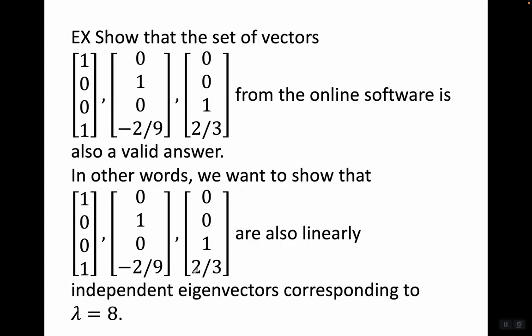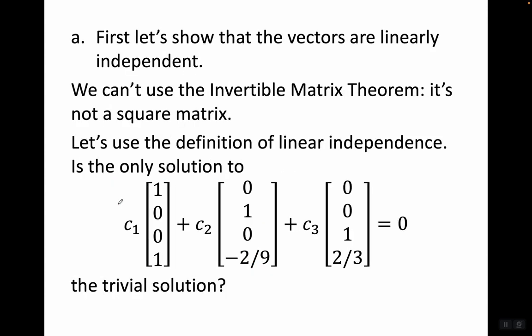For example, show that the set of eigenvectors from the online software is also a valid answer. In other words, we want to show that these vectors are also linearly independent eigenvectors corresponding to lambda equals 8. First, let's show that the vectors are linearly independent.